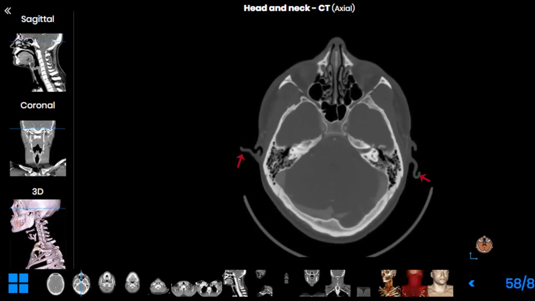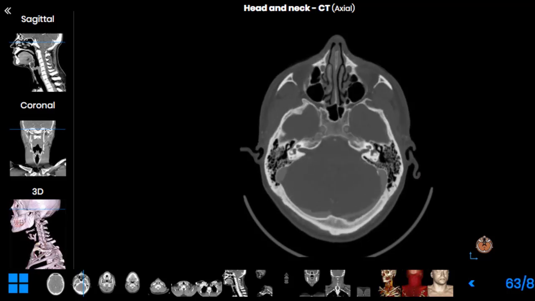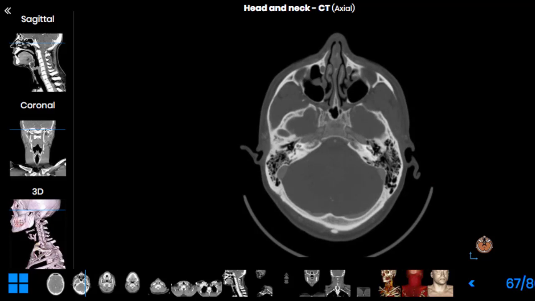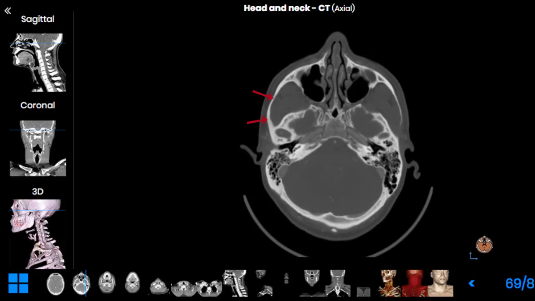The auricles appear on both sides of the head. You see them here, very cute structures. Well, as I go further down, the zygomatic arch appears on the lateral side, and this arch tells us that we are not in the temporal fossa anymore, but in the infratemporal fossa, with the maxillary bone in front and the temporal bone and sphenoidal bone behind.